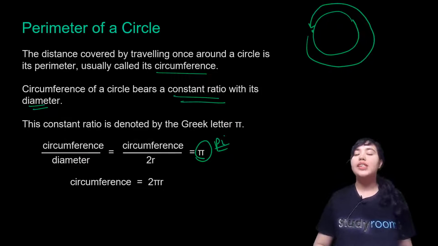And how do we get circumference from this ratio? So circumference upon diameter, and diameter you know is 2R. That's why I was telling you about the relation between diameter and radius. So circumference upon 2R is equal to pi.